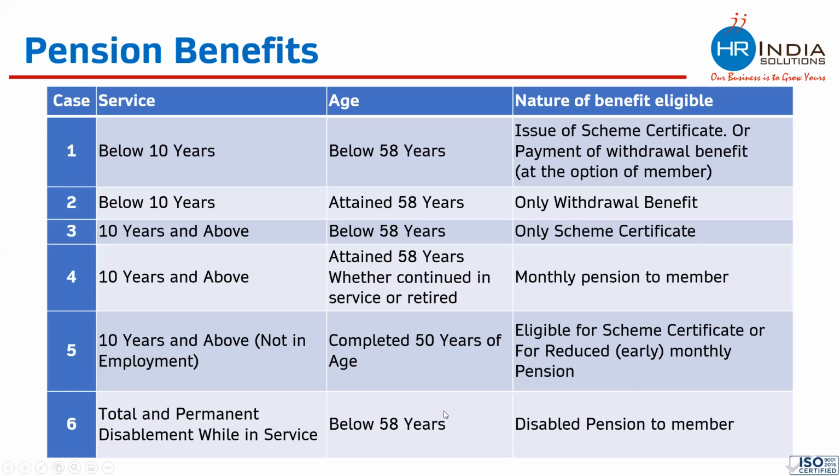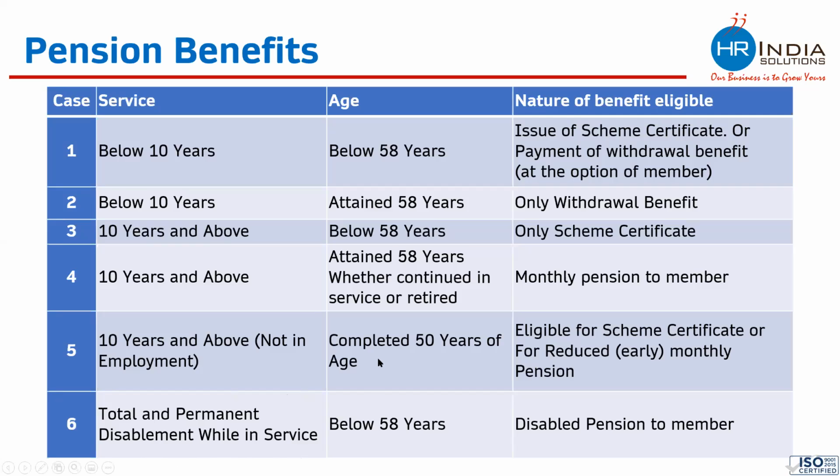The sixth point was total and permanent disablement while in service below 58 years, disabled pension to the member. Like I said, in case of death and disablement, there is no eligibility criteria. The person becomes eligible for these benefits from day one. So the family pension, which is a death benefit for the employee, the pension that is extended to the family members of the employee, has no service criteria. If the employee dies in the very first month or on the very first day of his service, the employee's family is eligible for the family pension. So there is no criteria for the family pension in case of death of an employee.